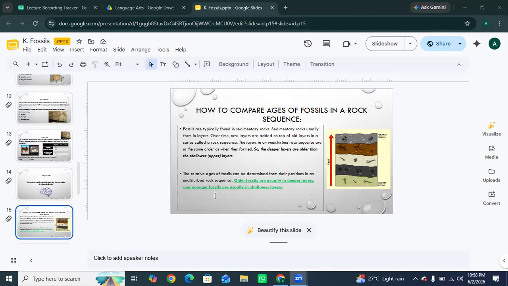As I have told you, the key rule is deep layers equal older fossils, like they were buried first, and shallow means upper layer. So the shallow layers equal younger fossils, like they were buried later.